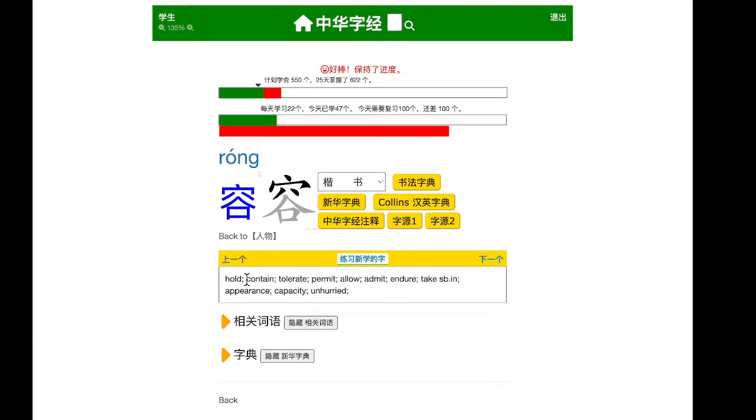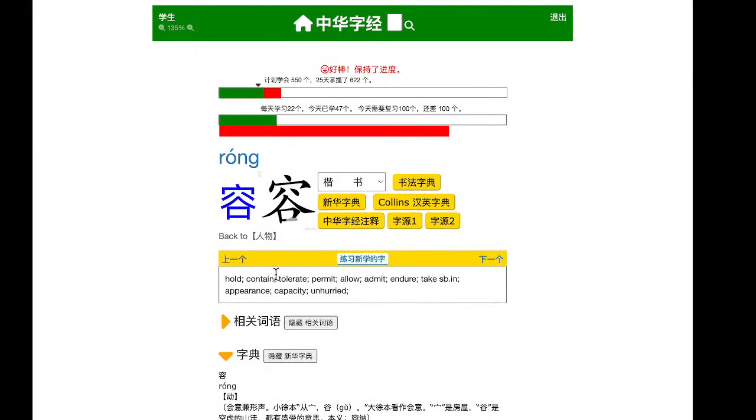Rong means to hold, contain, tolerate, permit, allow, admit, endure. It also refers to capacity. So 容器, I believe, is a word for containers. Just in general, objects that hold other objects or materials. If you see these other things, tolerate, permit, allow, admit, endure, take in, these are all more abstract senses of holding capacity, or unhurried.